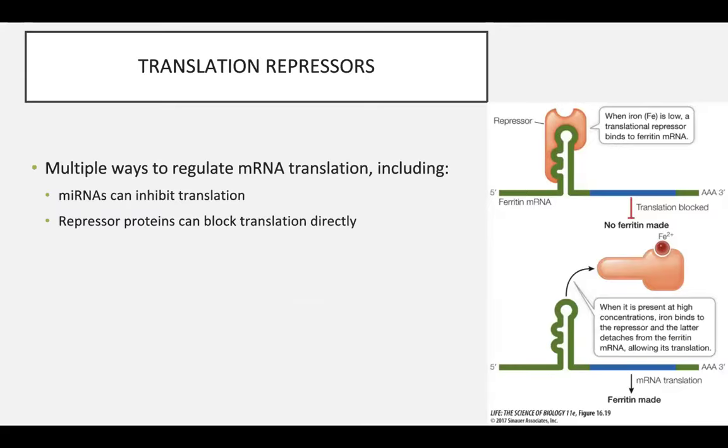So translation repressors, there are multiple ways to regulate mRNA translation. As we mentioned before, microRNAs can inhibit translation. You also have silencing RNAs, but then you also have repressor proteins themselves. Repressor proteins can block translation directly. So when iron is low, a translation repressor binds to ferritin mRNA, which helps make sure ferritin isn't created, to help make sure that you have a higher iron concentration in your body because ferritin takes up iron. However, when it is present at high concentration, iron is able to bind to this repressor to allow ferritin to continue to be made.